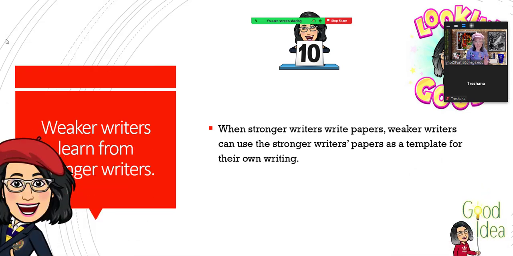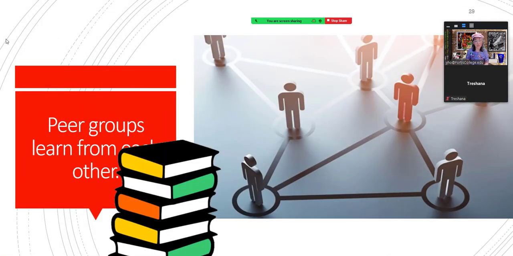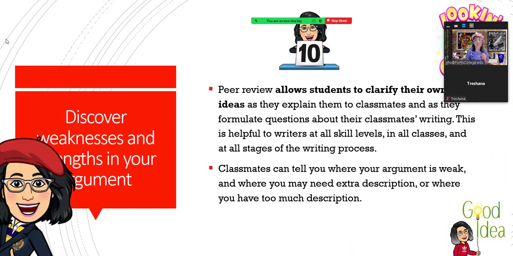And we learn from each other, where stronger writers help weaker writers learn. And we all learn from each other. And peer review allows students to clarify their own ideas as they explain them to classmates and as they formulate questions about their classmates' writing. What I mean by that is that you can ask students, after you write your rough draft, just ask people what all your doubts are. In other words, what doubts do you have about your paper?